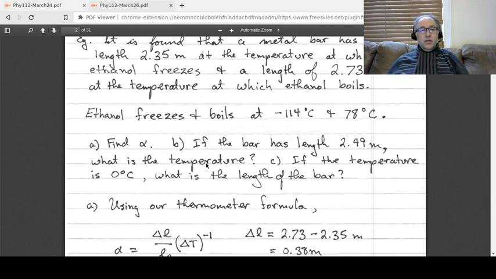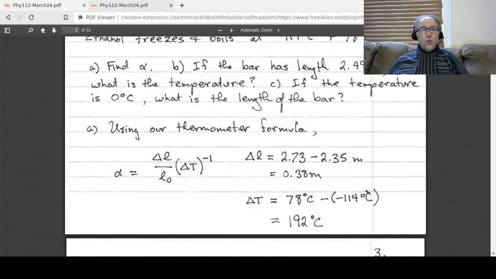Okay, so using our thermometer formula, I first rearranged it. Basically I just isolated alpha on the one side here, and so there you could see the delta L over L naught, and this is delta T, but to the -1. It's actually in the denominator. Okay, and so we take the delta L. This is the L from where ethanol freezes to the point where ethanol boils. We take that length change, and it turns out that length change is 0.38 meters.